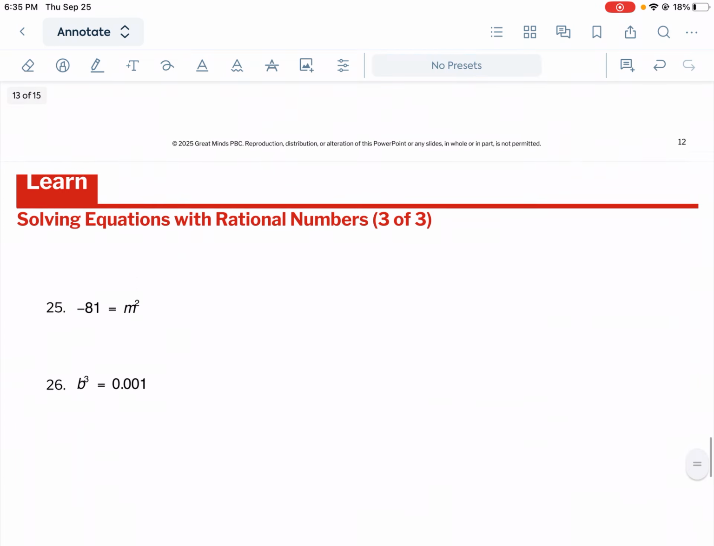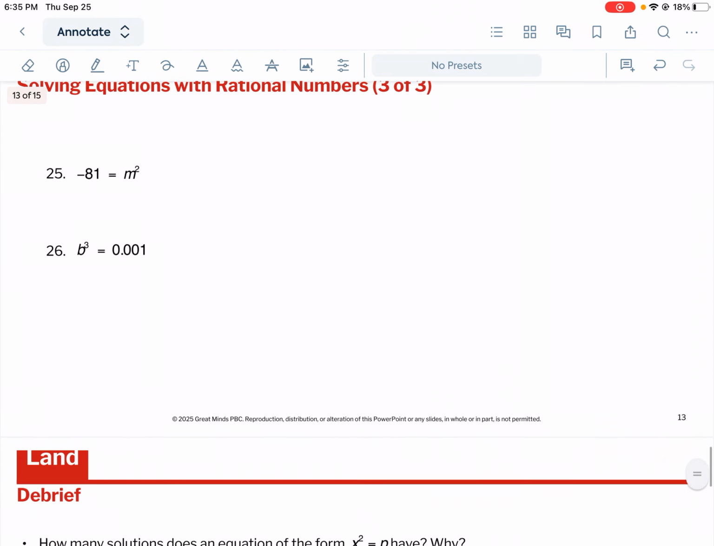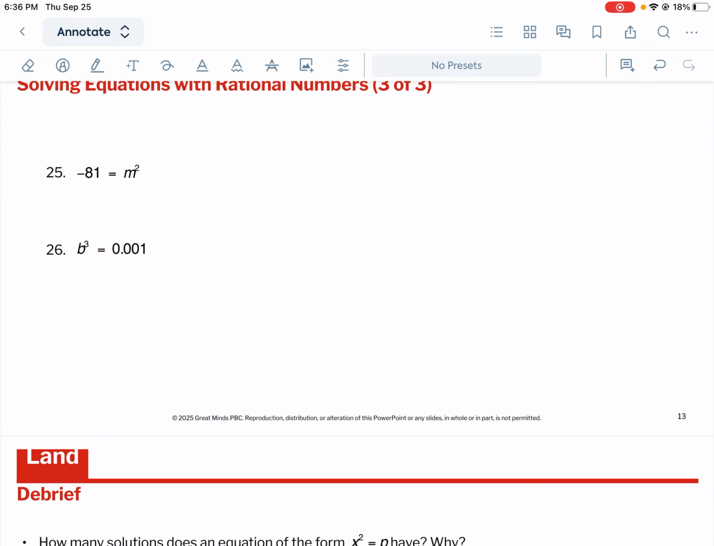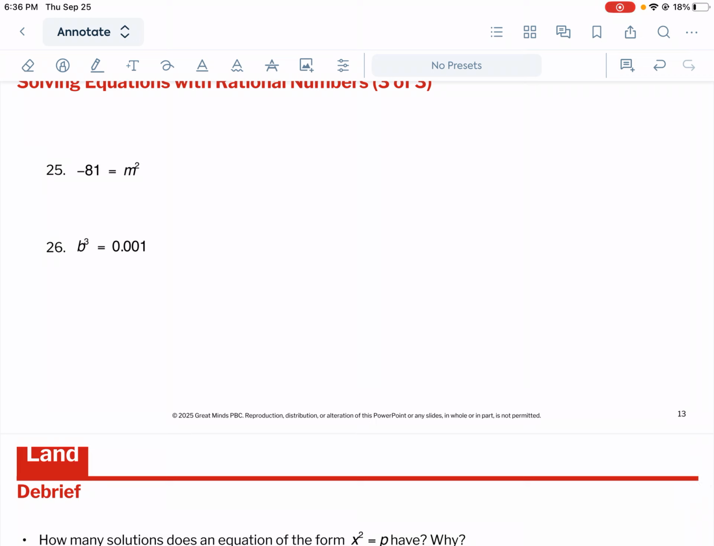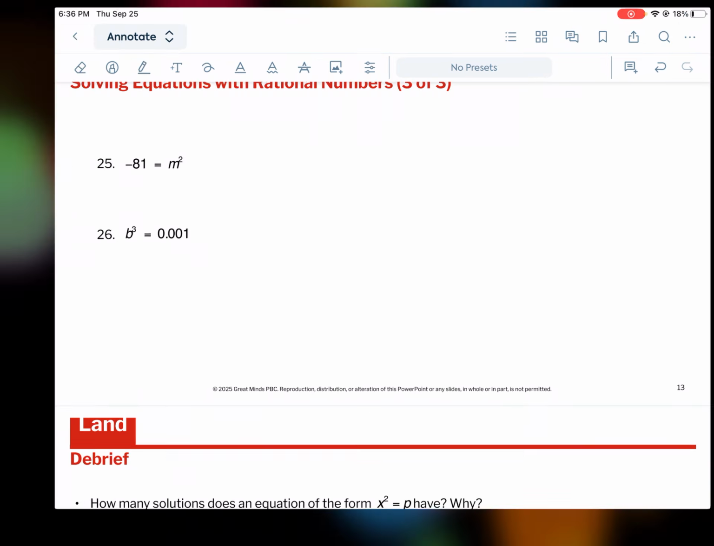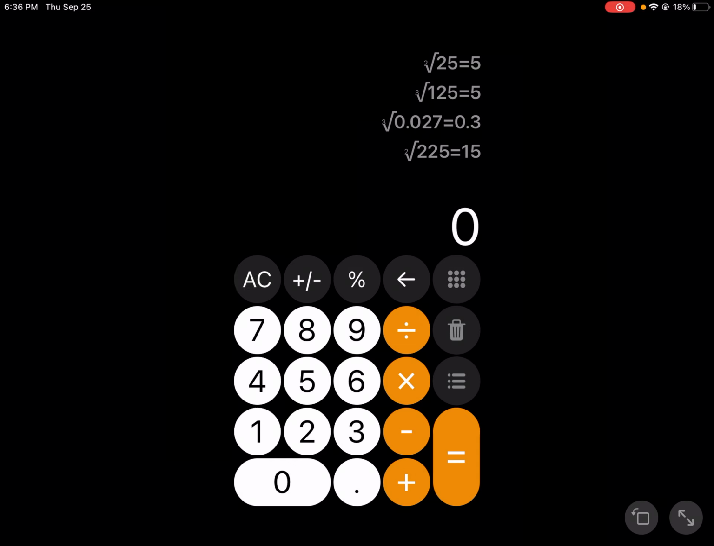Let me see. Might do one more. Let's do 26 together, because I want to show you how to put this in a calculator. 26 gives us b cubed equals 0.001. Do not be intimidated by these decimal numbers, whether they're really small, really large, or whatever. Worst case scenario, once again, just put it in the calculator. There's our cube root symbol. We have 0.001. That gives us 0.1.